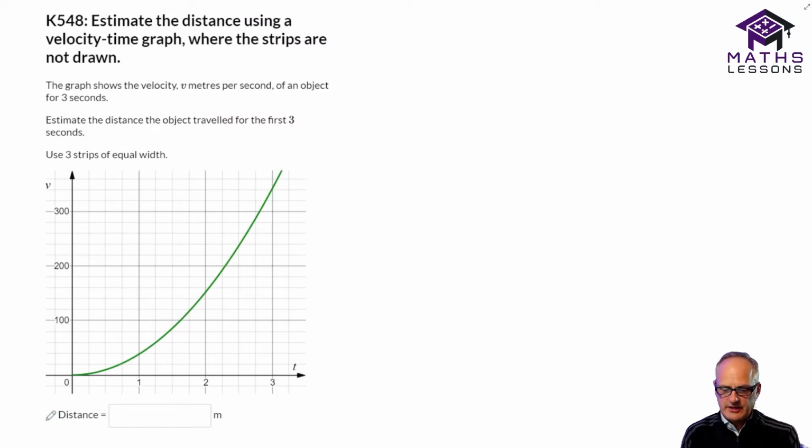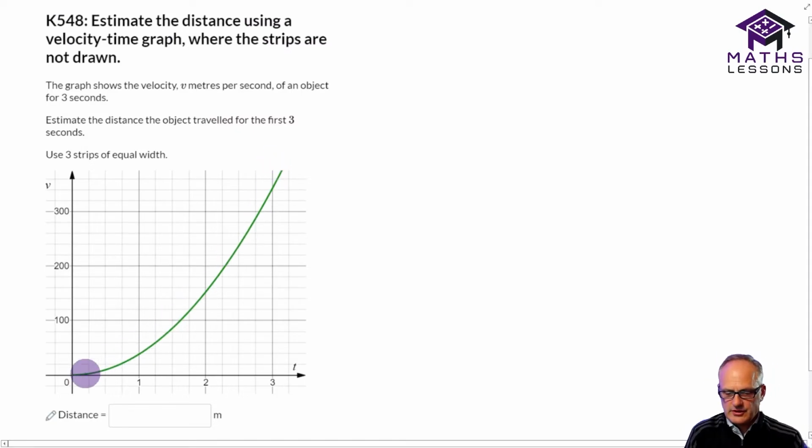Now, in this question here, we have not been given the triangles and trapeziums, and we've got to work them out for ourselves. And we're going to do 3 strips of equal width. So if it's 3 seconds, each one will be 1 second wide. So let's put a triangle in here to start with. And then we'll put a trapezium in here. And then we'll put another trapezium in here.